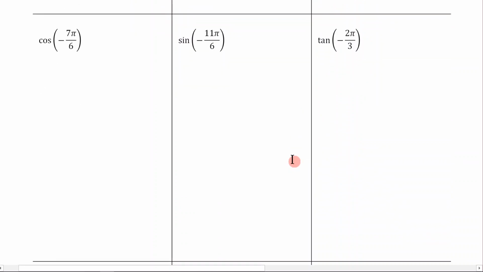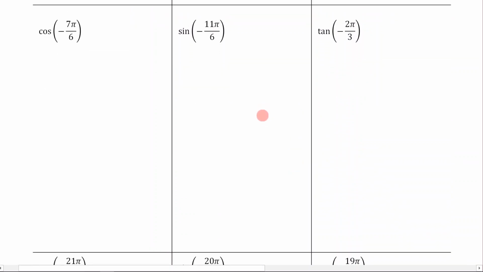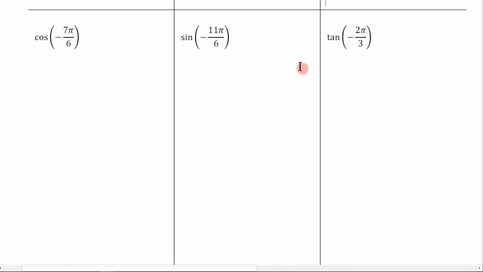Okay. Let's go through some more challenging examples here. And again, as you can see, we're dealing with negatives. So the great thing is when I've got cos of a negative, we just ignore the negative. We just rewrite it like this. 7 pi on 6. Now I need to figure out a way of breaking this up. So I'm going to break this up into 6 pi on 6 plus pi on 6. Because that's going to add up to 7 pi on 6.